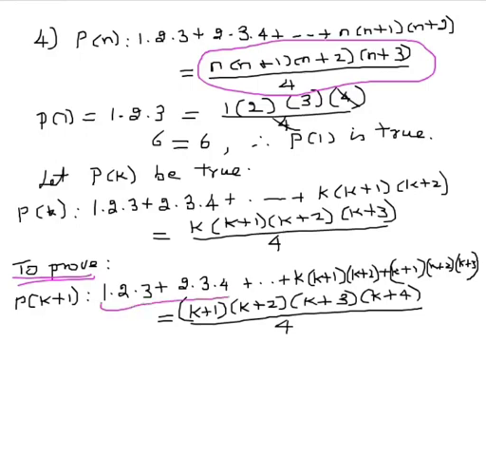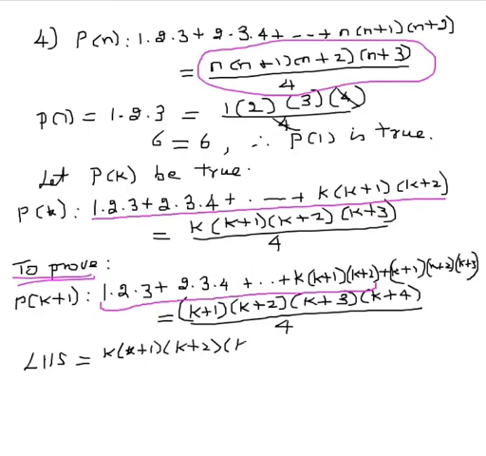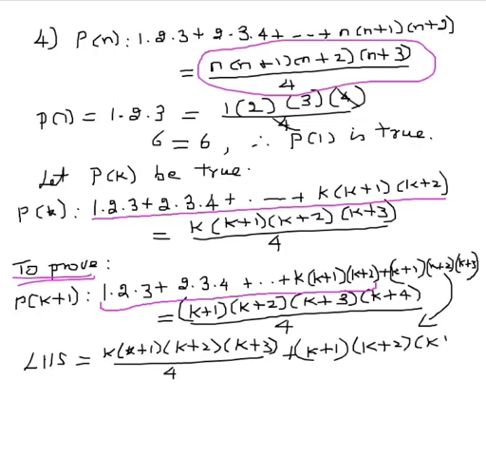Now in p of k plus 1, look at the first k terms. It is same as p of k, left hand side of p of k. So we can replace it by the right hand side of p of k. So LHS of this is equal to, use p of k. So it becomes k into k plus 1 into k plus 2 into k plus 3 divided by 4 plus k plus 1th term I have to write, which is k plus 1 into k plus 2 into k plus 3.